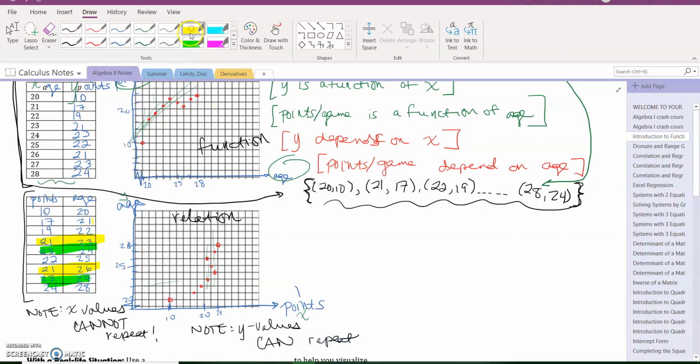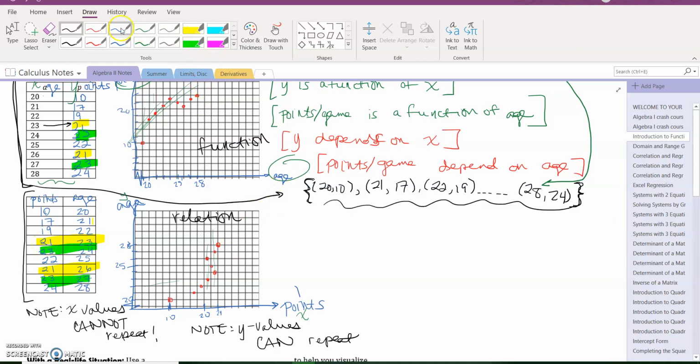So let's look at that table again up here. I had 21, 21, and 23, 23. That's okay if the Y repeats. You can repeat Y as much as you want, as long as an input goes to only one output. So you could have just one output with many different inputs, but you cannot be repeating your inputs and having an input go to many different outputs.